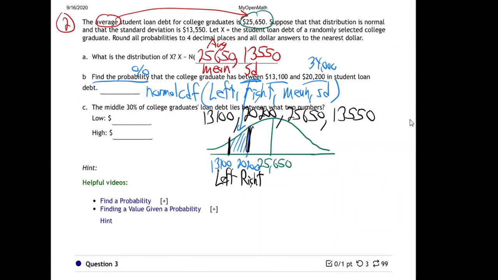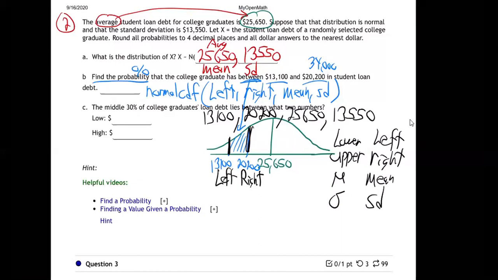And if you have the newer kind that asks lower, upper, mu, and sigma, it's the same four numbers. Lower just means the left edge, upper just means the right edge, mu is the mean, and sigma is the standard deviation. So it's the same four numbers in the same order. Type those in and get your answer. Is that good so far?